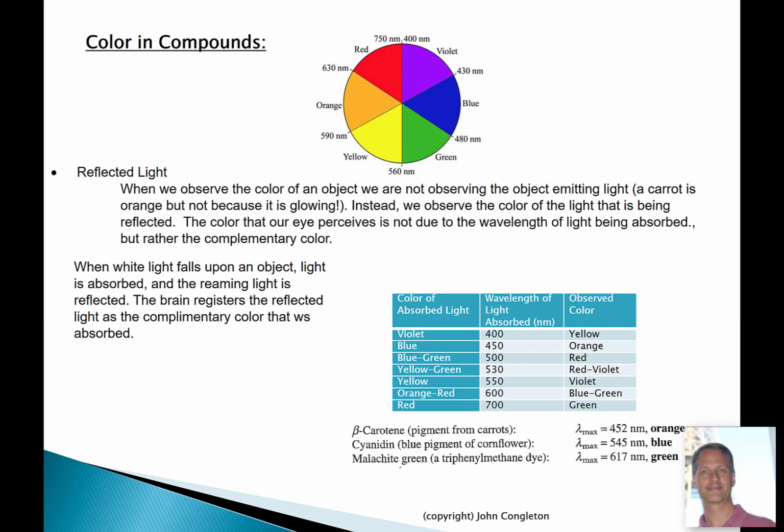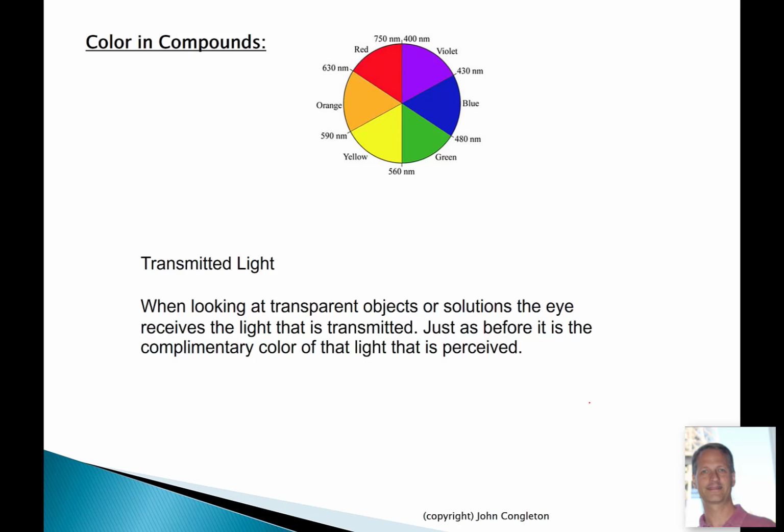Malachite green, that's a triphenylmethane dye. That absorbs at 617 nanometers. So you come over here, absorbing 617, and you see a green color, a blue-green color to it. Now the other thing is that we can see light because of transmission. When looking at a transparent object, for example, or solutions, the eye perceives the light that's transmitted. Just as before, it is the complementary color of that light that is actually perceived.